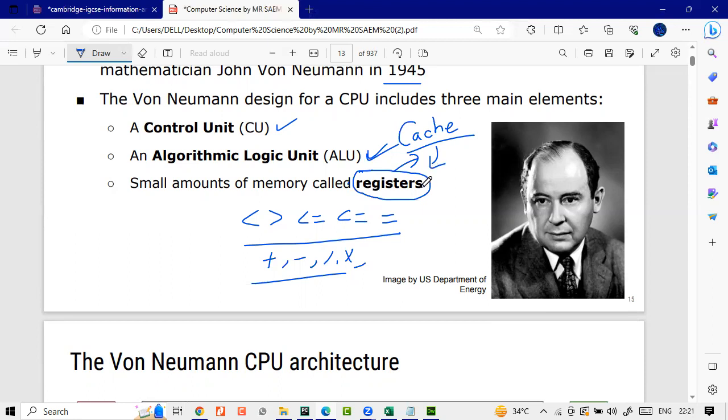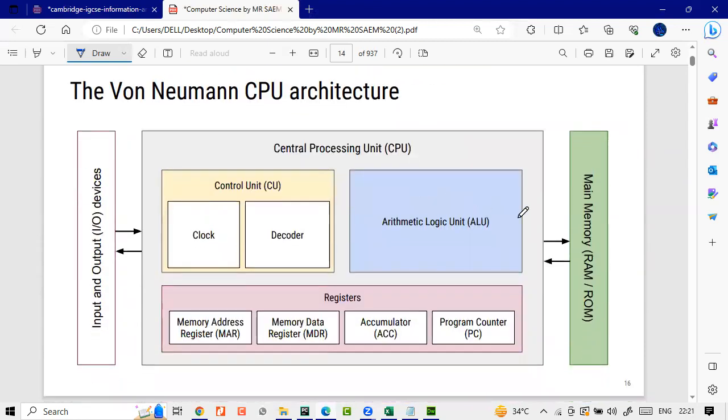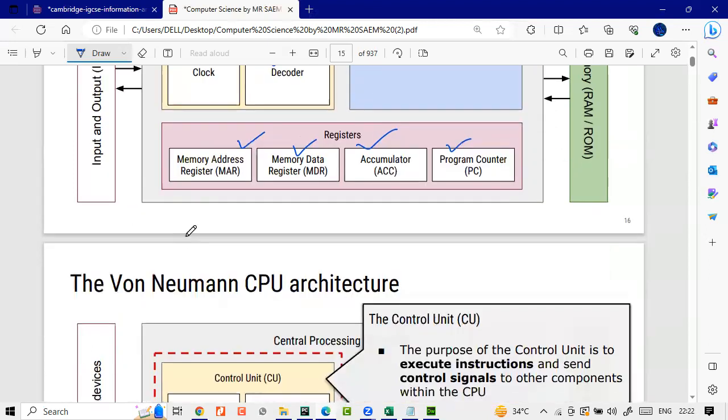Any problem? No. No, exactly. You know this. So I just talked about it. We have obviously a control unit that has a clock and a decoder. Those are the two parts of the control unit. Then the ALU. Then we have different kinds of registers. We have the memory address register that holds the memory location, the memory data register, the accumulator. We'll talk about all these, the program counter, in detail. And then they go in and out to the primary storage, which is the RAM and the ROM. So that's what your CPU consists of.